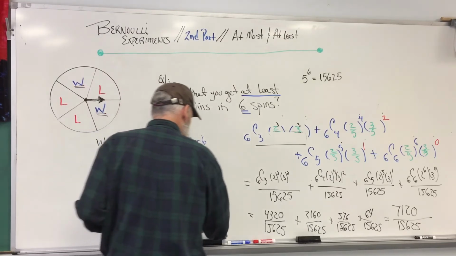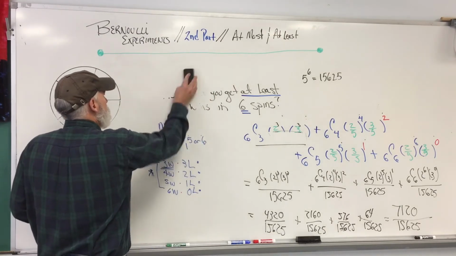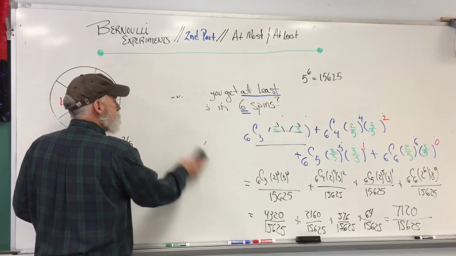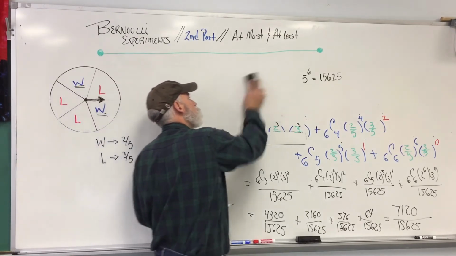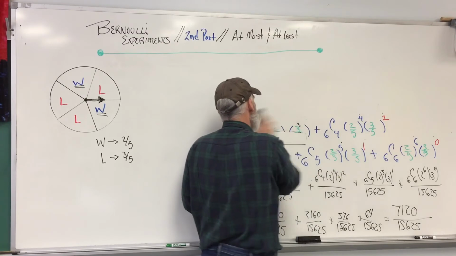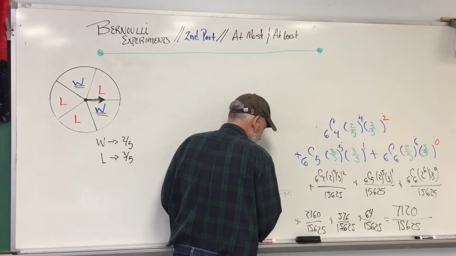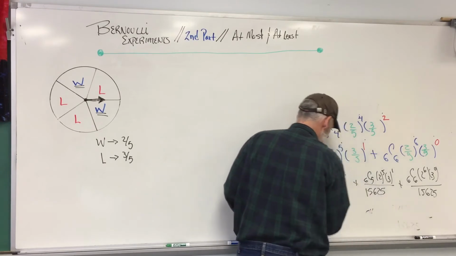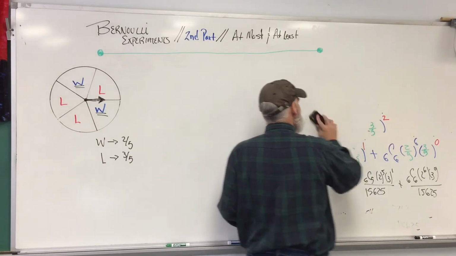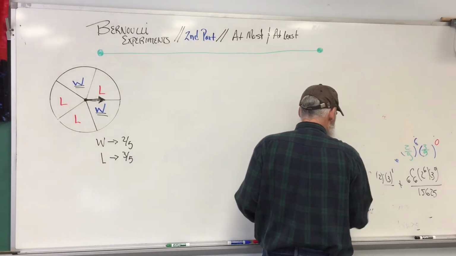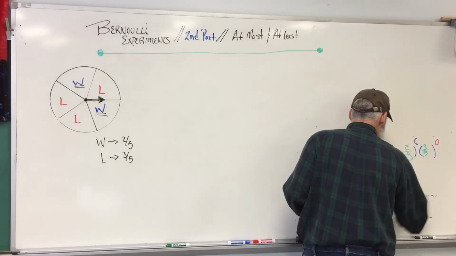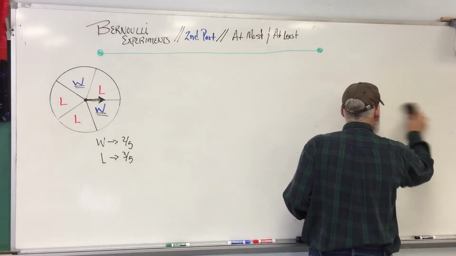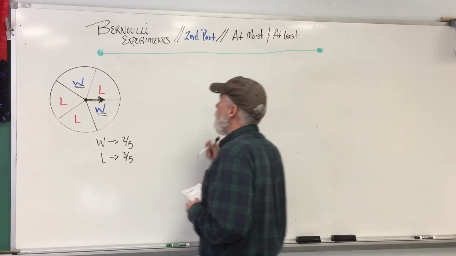All right. So let's clean this up. For example 2, we're using the same spinner. Still 2 winners, 3 losers, 2 of 5 and 3 of 5. And that was at least, which meant we had to have 3 or more wins. This time we'll be in at most. All right. So, example 2.